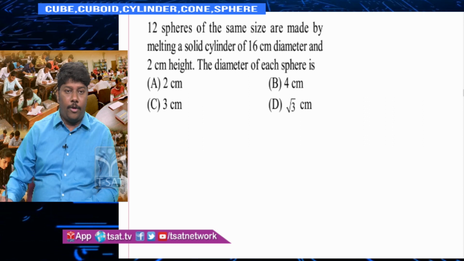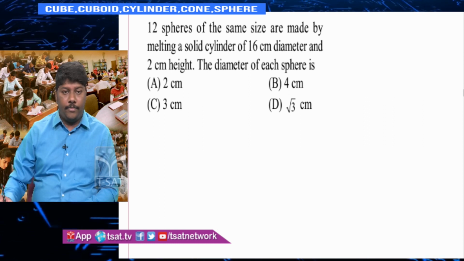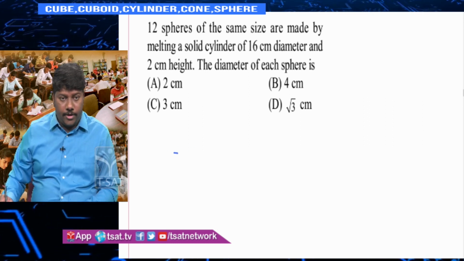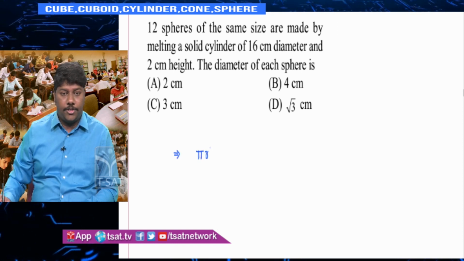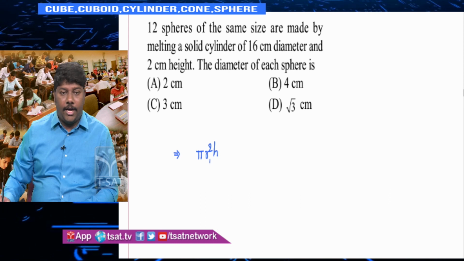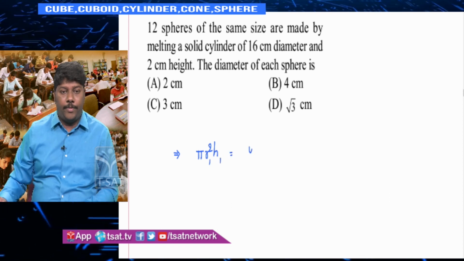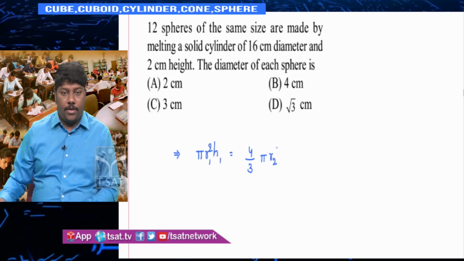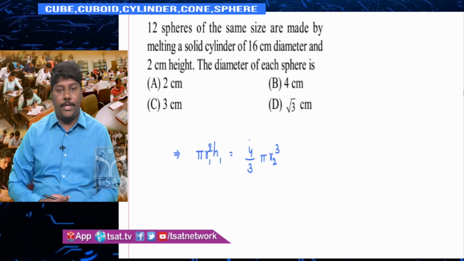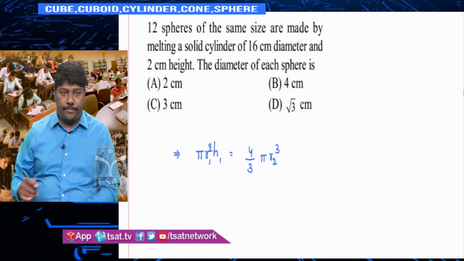When you are melting and forming it, just simply remember that you have to equate their volume. Volume of cylinder is what? Pi r square h. Let it be r1 h1 is equal to 4 by 3 pi r2 cube. Now here r1 h1 are for the cylinder, r2 is for the sphere.